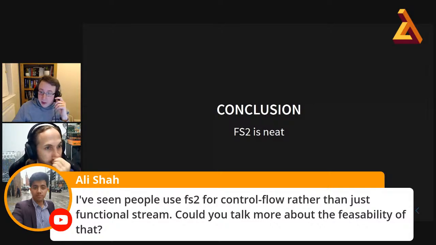Yeah, a question from Ali says, I've seen people use FS2 for control flow rather than just functional streams. Could you talk more about the feasibility of that? So I think some of the stuff that we've seen was already kind of in that direction. Timing operators, like fixedRate, you could really think of them as more being control flow, right? We weren't, strictly speaking, computing anything at that time. We're just controlling how often things happen in that case. And you can do similar things with even simple operations like append.